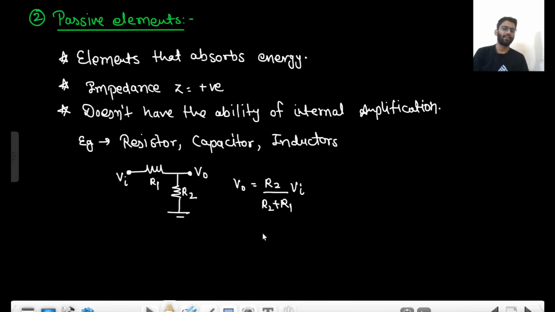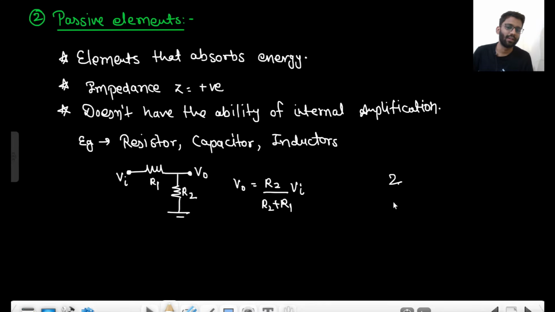What do you think? What is the gain now? If I apply a 5 volt input, can I get higher than 5 volt at the output? Using a resistor, can I get an output higher than 5 volt? Only using resistors or capacitors or inductors? No. Here V0 is R2 upon R2 plus R1.